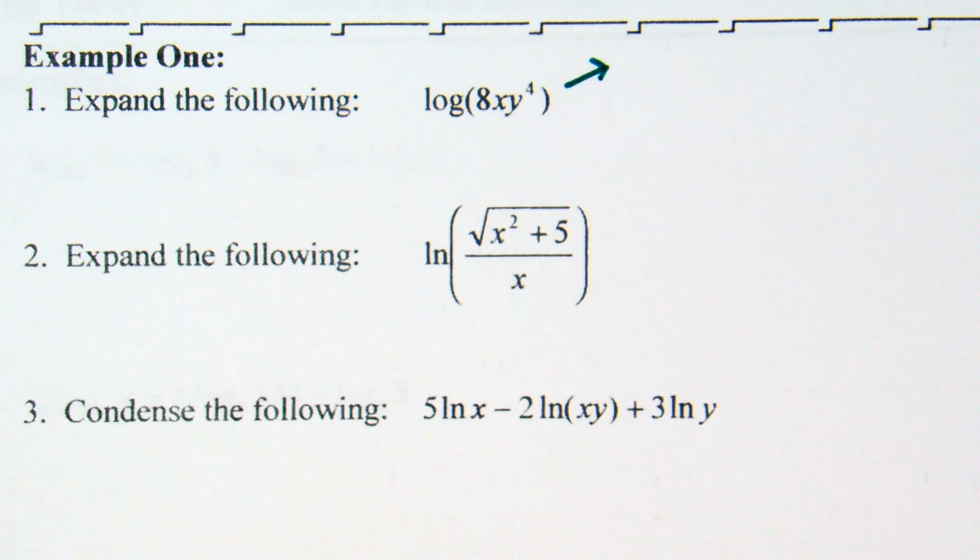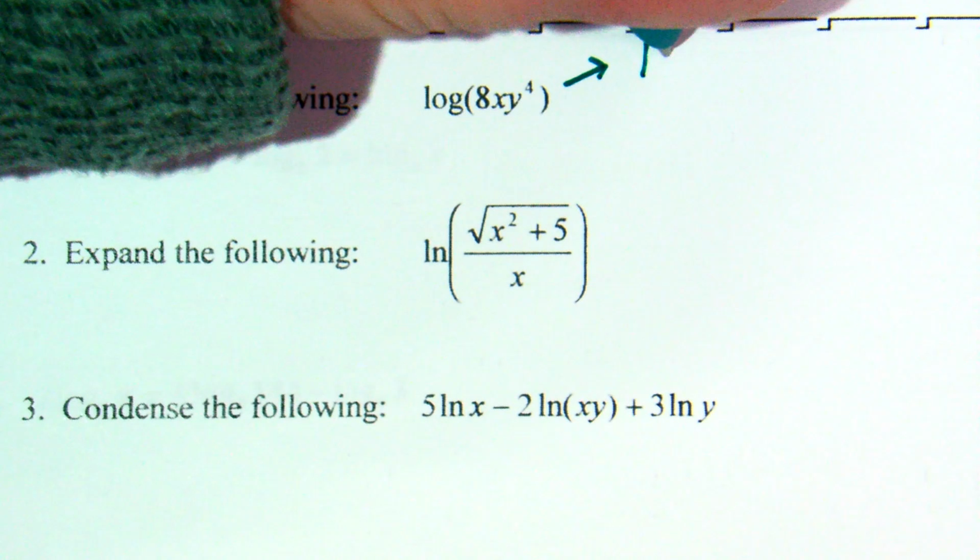Okay, product rule. Okay, so we're going to have how many logs there? Make 3 logs. You guys see that? Okay, it's 8 times x times y to the 4th. So I can expand this, since there's 3 pieces being multiplied in the log, I can expand it to 3 logs being added.